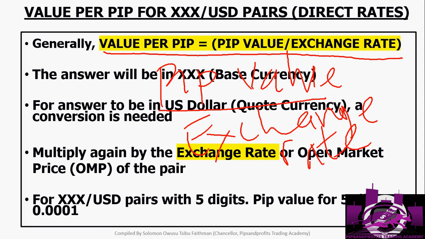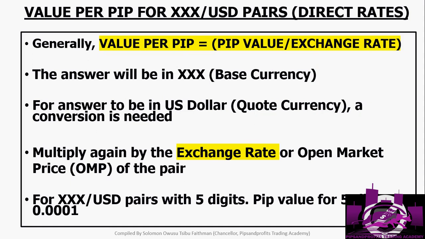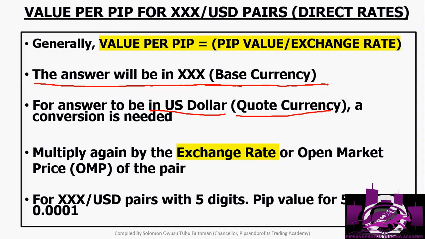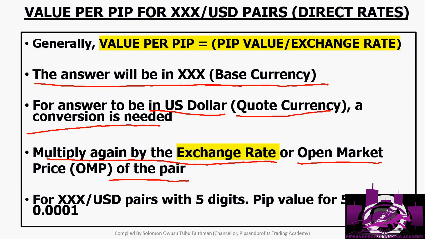Now, when you have this general formula, we are saying that the answer would be in the base currency. So for the answer to be in US dollar, that is the quote currency, a conversion is needed. What do you do? You multiply again by the rate or the open market price of the pair. Please pay attention. We are talking about calculating value per pip for direct rate pairs.